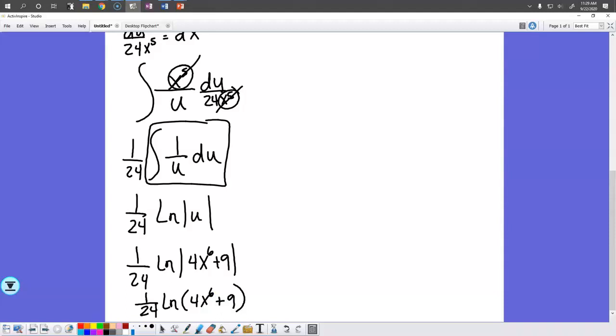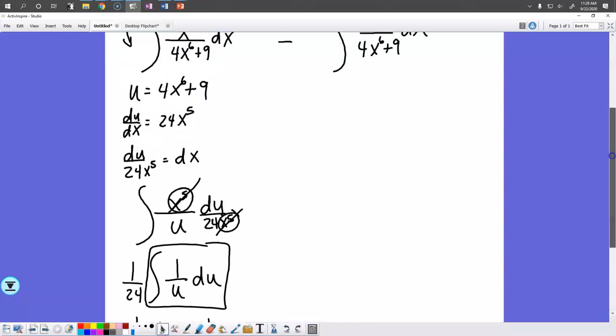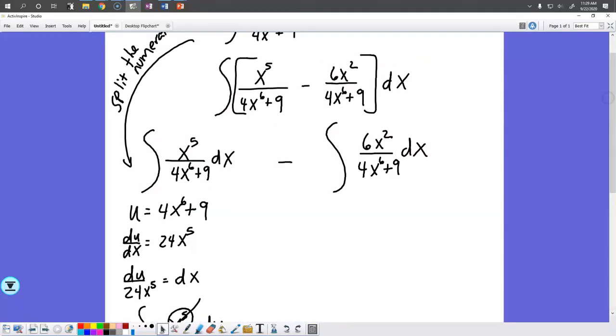Now, we're not done, though. Remember, that was only half of that problem. The other half was the other side, right? So we split this integral up into 2 separate integrals, and I just did the integral on the left. Now we have to do the integral on the right. Now, notice this. Look at this. This power is not 1 more than this power. So the u substitution thing where you make the bottom a u isn't going to work.